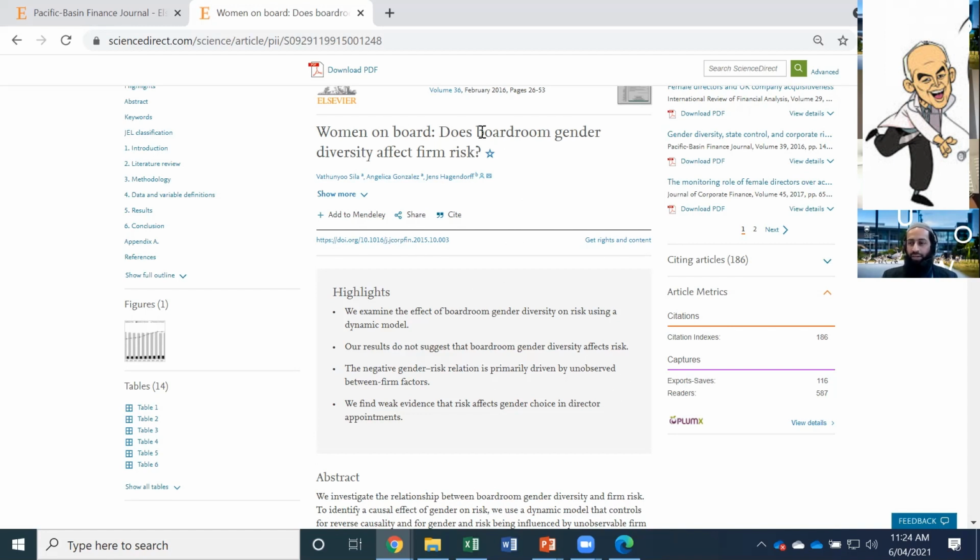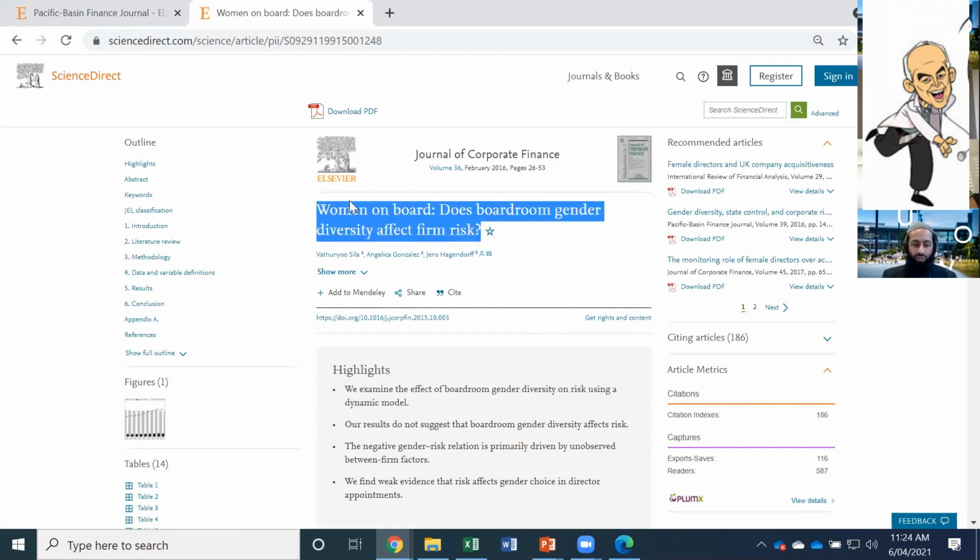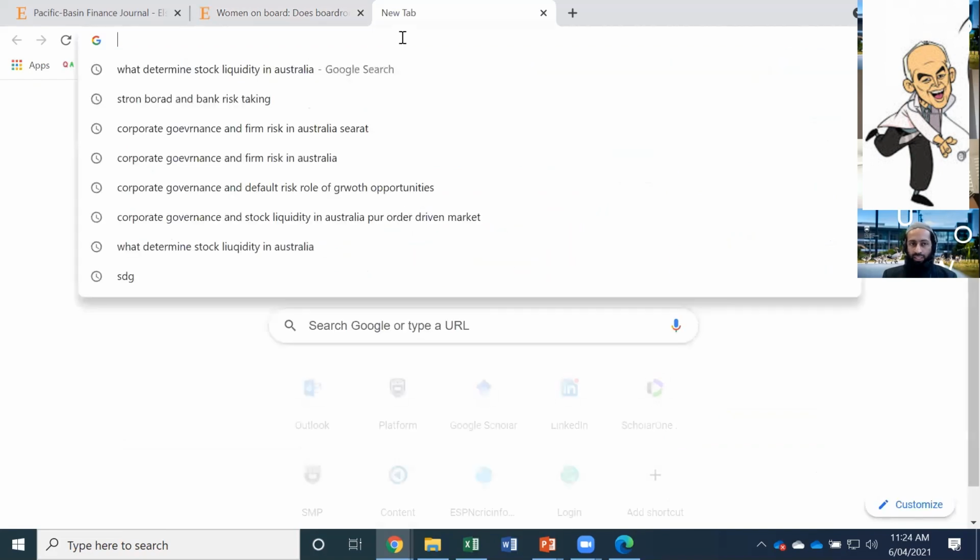But the way this paper has built their story, they have shown that there is no relationship between boardroom gender diversity and firm risk. And they are able to publish a no-result finding in the Journal of Corporate Finance, which is A star. Okay, so this paper has started a huge stream of research.